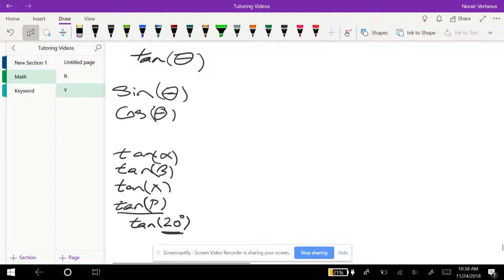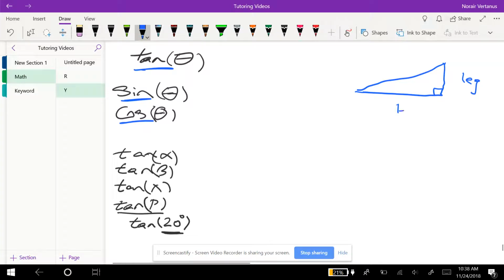And when we're talking about tan, sine, or cosine, they are related to a right triangle. They give us information about ratios of these segments. This is called a leg. This is another leg of a right triangle. See, I put 90 degrees here. Sine, cosine, and tangent are always related to a right triangle. It has a 90 degree angle.